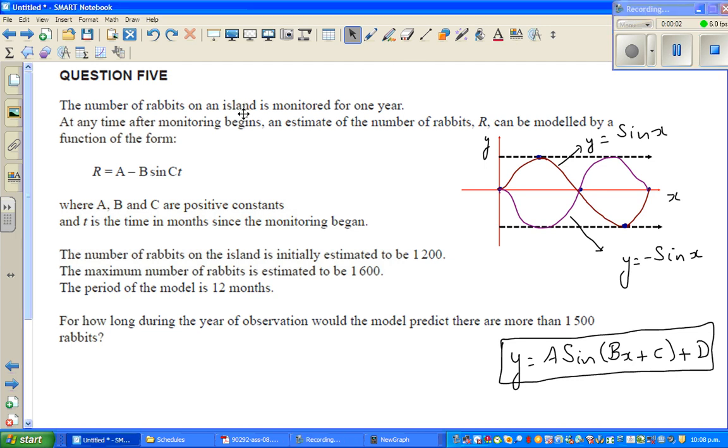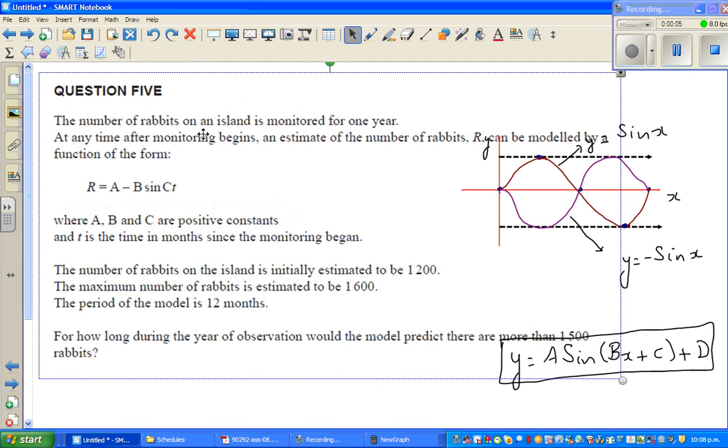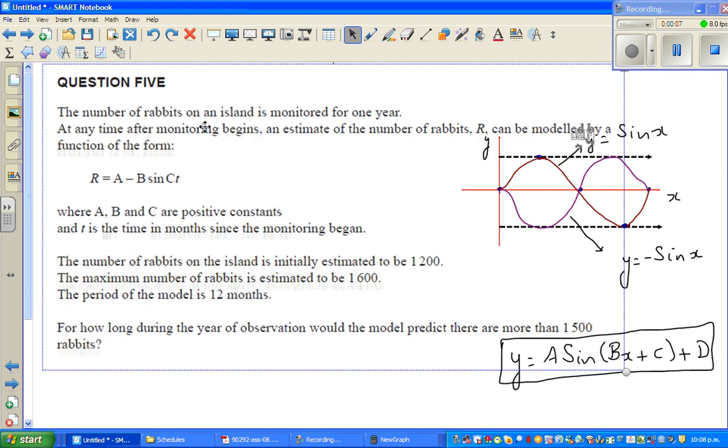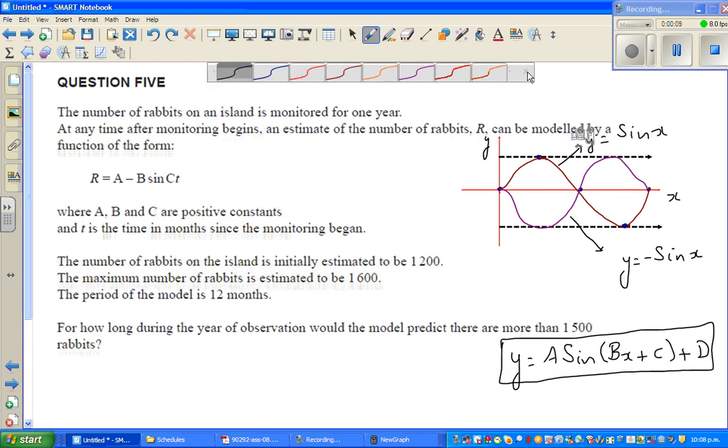Now, this is an excellent question that was asked in NCEA Level 2 on the topic of solving trig equations. The question is like this: the number of rabbits on an island is monitored for one year. At any time after monitoring begins, an estimate of the number of rabbits R can be modeled by a function of the form R, where R is the number of rabbits, equals A minus B sine CT.